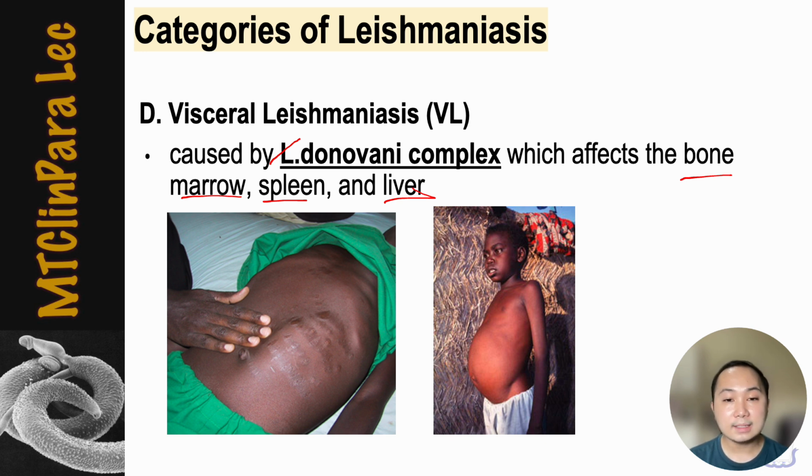Usually it has an incubation of around 2 to 8 months. So very chronic, and mostly associated with people having an immunocompromised state, such as people with AIDS, or acquired immunodeficiency syndrome. The manifestation of the disease stems from the spread of the parasite into the visceral organs.